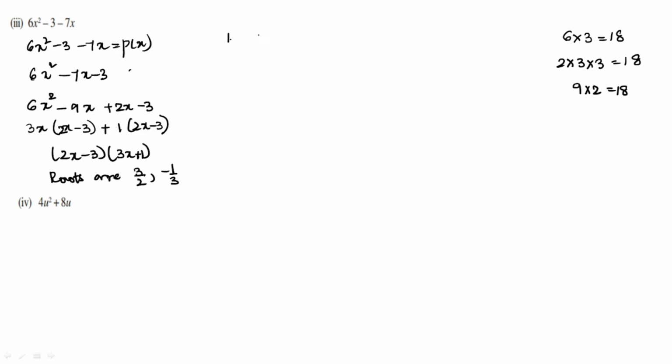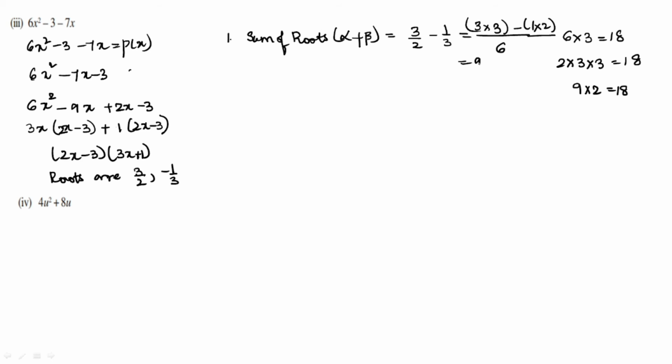Now the first step in verification is the sum of roots. Alpha plus beta is 3 upon 2 minus 1 upon 3. So the LCM is 6. This is going to be 3 times 3 minus 1 multiplied by 2, so this is 9 minus 2 upon 6. It's nothing but 7 upon 6. According to the relation that we have, alpha plus beta is negative of the coefficient of x divided by the coefficient of x square. So that is minus of minus 7 upon 6. Minus of minus is plus and it is 7 upon 6, and this is also verified.